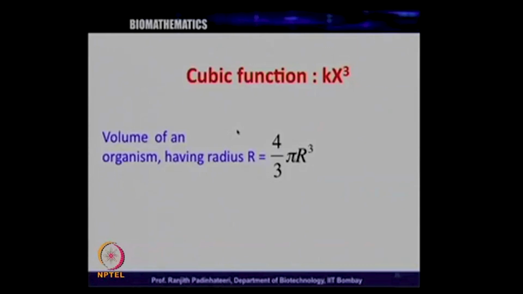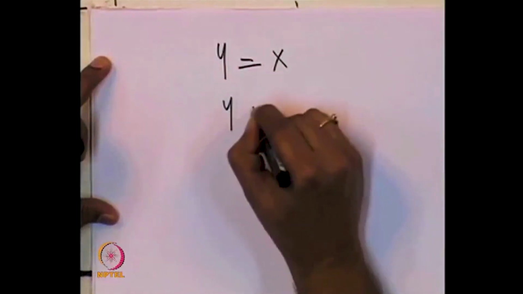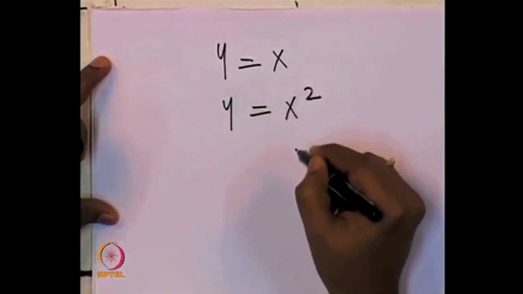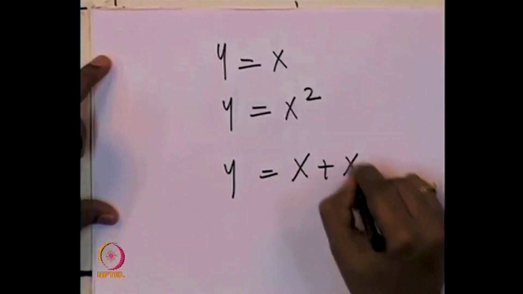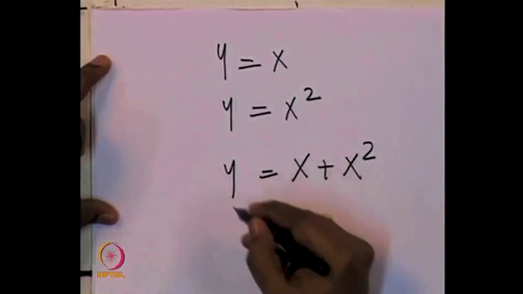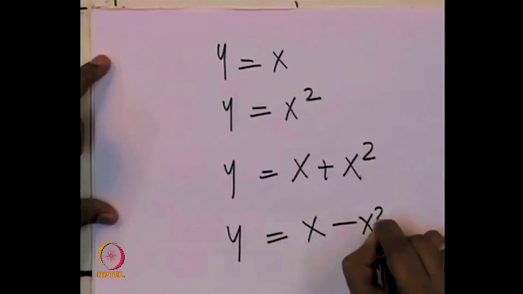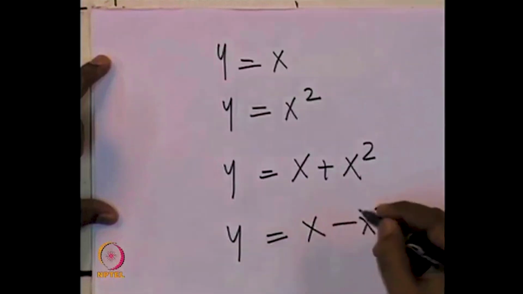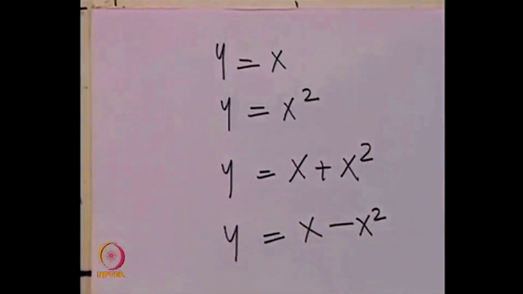You could define a new function which is x plus x square. Let us have a look at this new function here. y is x is what we learned. We also learned y is equal to x square. You could think of a new function which is x plus x square. This is a different function. You could think of another function which is x minus x square. So, you can add and subtract these functions and you will get a new different function.